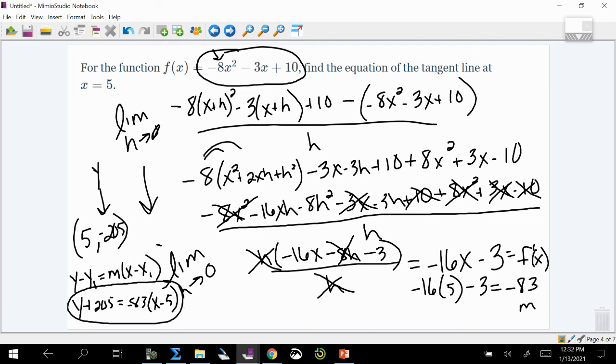And actually, in my mind, it's a preferred answer over cleaning it up more, distributing, getting y by itself, and writing it in mx plus b form. So that is how you go through the full process of writing a tangent line equation by using the derivative and the x value that was given.